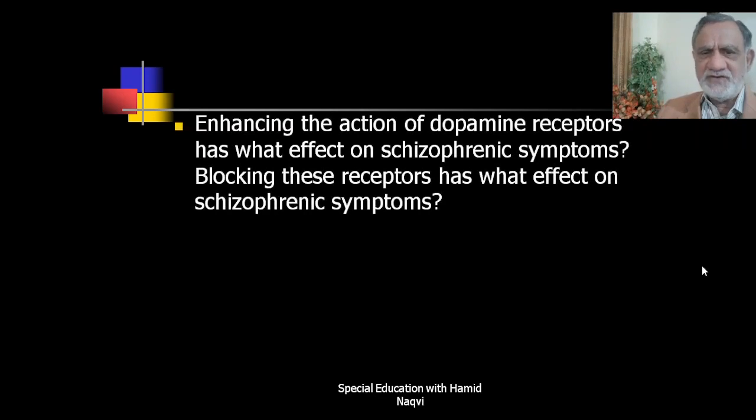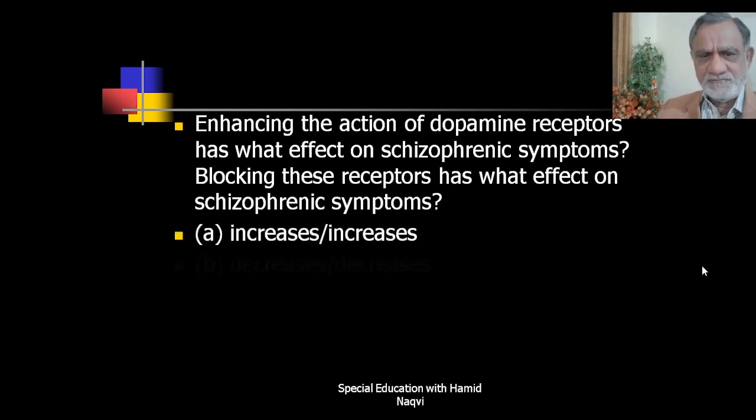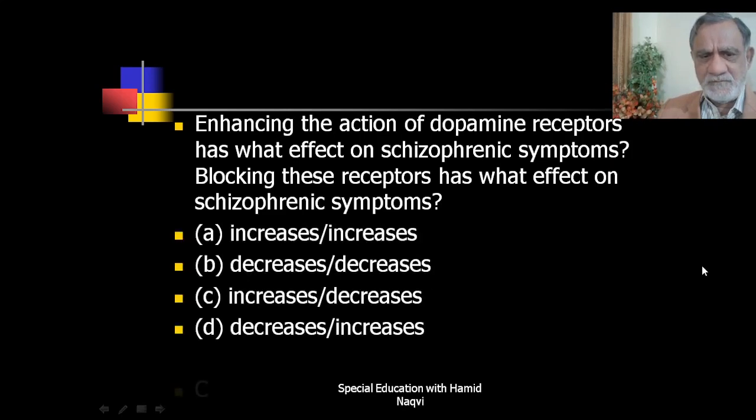Enhancing the action of dopamine receptors has what effect on schizophrenic symptoms? Blocking these receptors has what effect on the schizophrenic symptoms? The correct one is C, that is increases and decreases.